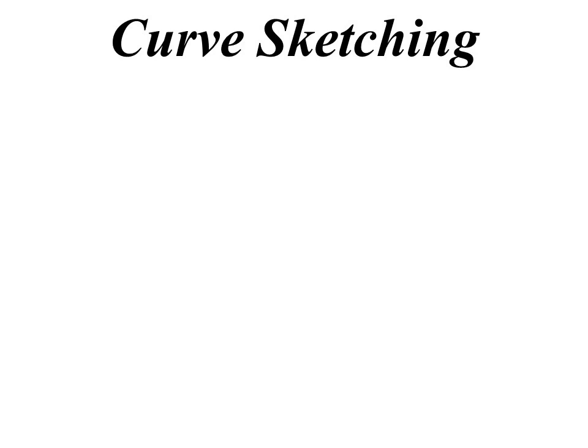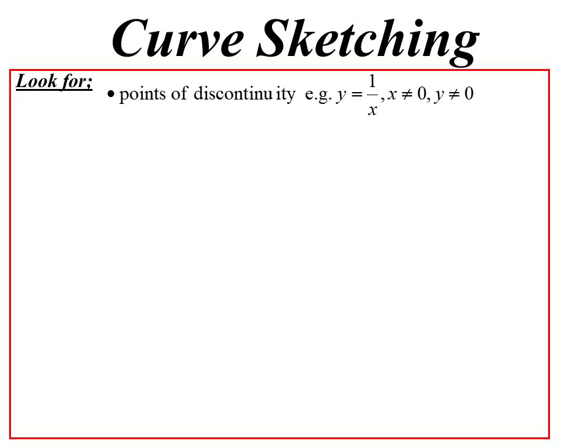Let's now put all these different ideas we've seen together in one curve sketching menu. So what do we look for now? We want to draw a nice graph. We've seen important things like this. Points of discontinuity. We look at the bottom of the fraction. Bottom of the fraction can't equal 0. This one we know that x can't equal 0.